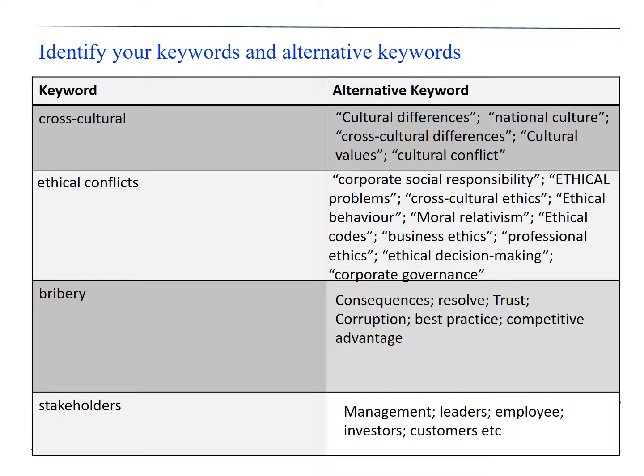There are more stakeholders that you can allocate. This is just a guide. There are more keywords and more alternative keywords, but we would use these in the databases to find those academic journal articles you need to support the points that you want to make. So now that we've created a plan and we've identified the keywords and alternative keywords, it's time to start looking at the university databases.